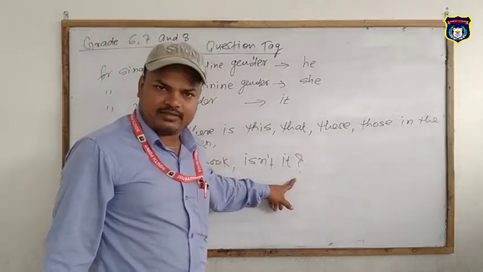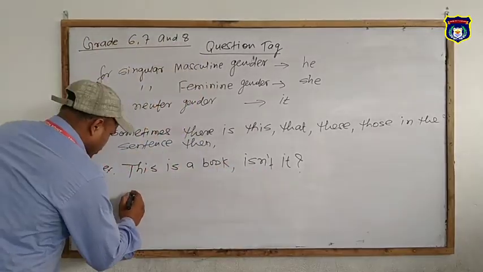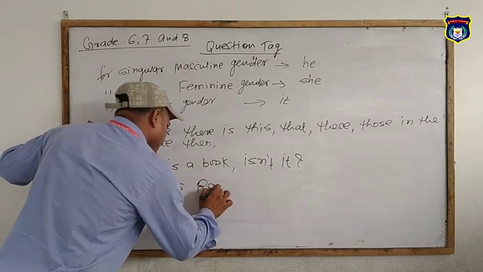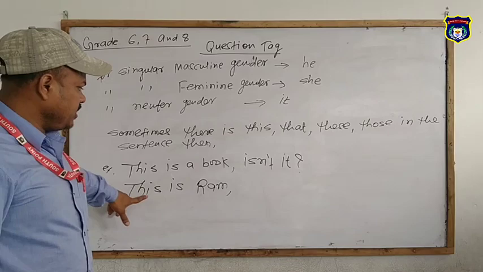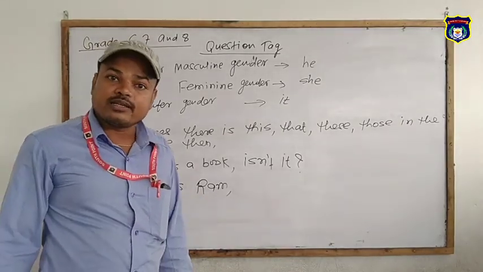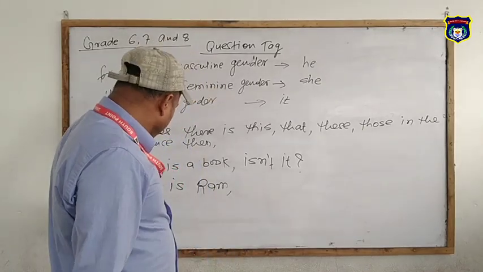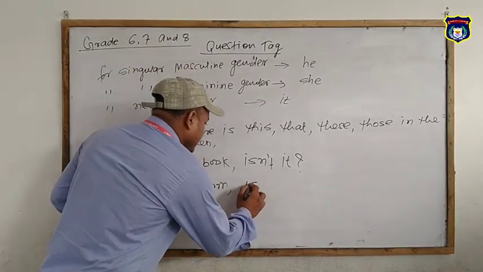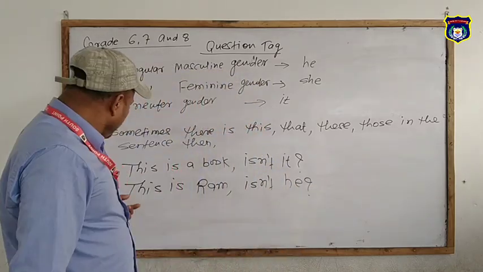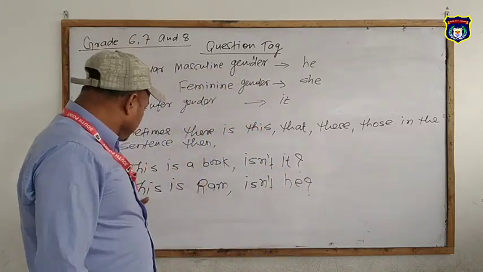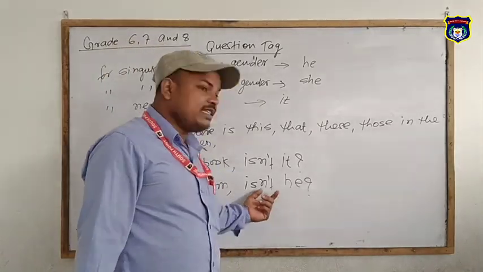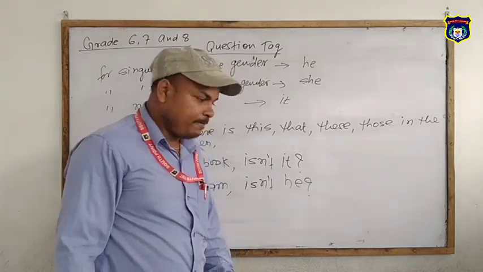So here, isn't it. But sometimes, this is Ram. Here this denotes Ram. Ram is a masculine gender, singular subject. So here, isn't he? Because this denotes Ram, this is not an object, this is Ram. So here, isn't he? You can solve like this.